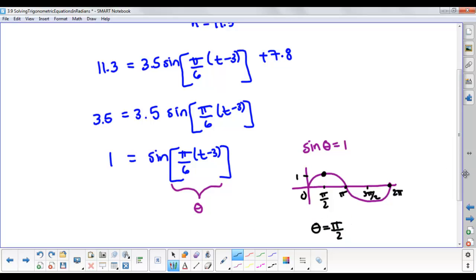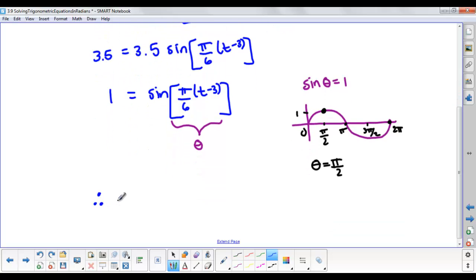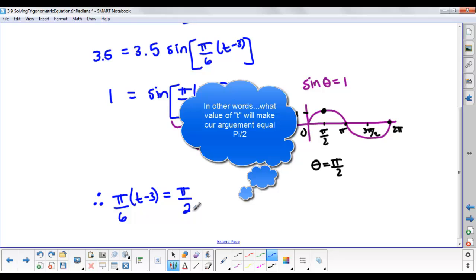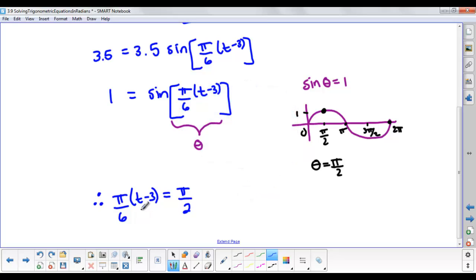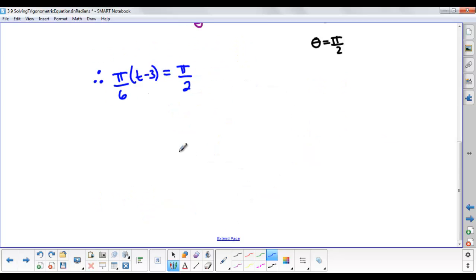So we'll go ahead and do that. Theta, our angle, should be pi by 2. So when this equals pi by 2, sine of it would give us 1. So now we just need to isolate t and solve. So basically I want to divide both sides here by pi by 6.